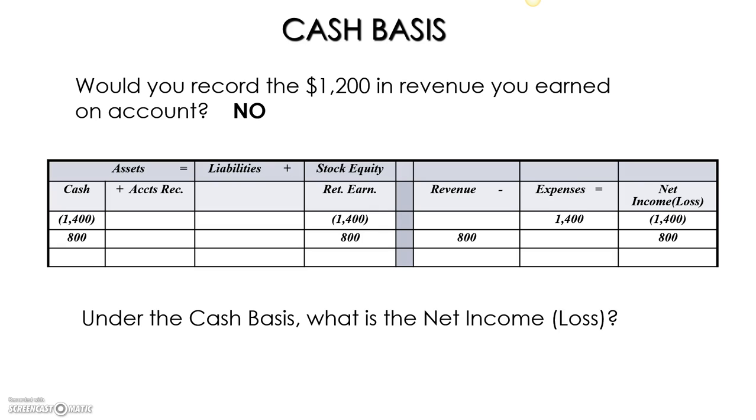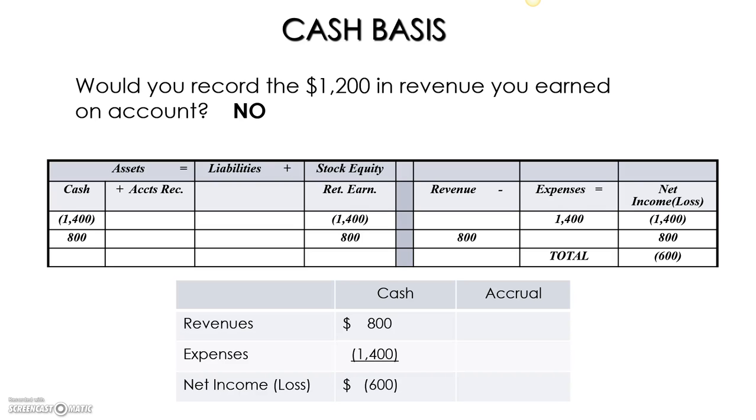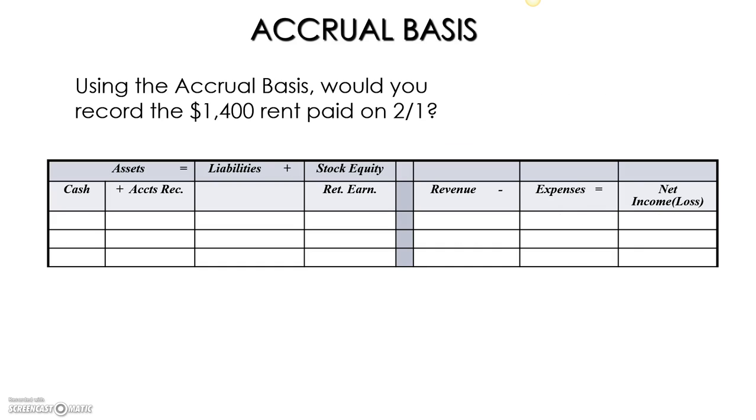So under the cash basis, what would your calculation of net income or loss be? Well, in this case, we would show revenues of $800 and expenses of $1,400 for a net income or loss of $600. Now the question is, is this truly what happened in February? Is this a good reflection of what actually happened in your operations for the month of February? Well, let's take a look at the accrual basis. Let's walk through the same entries.